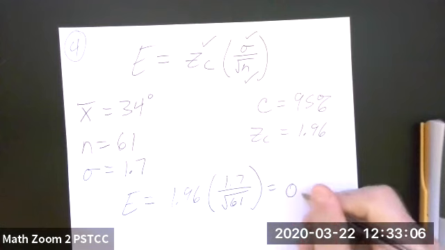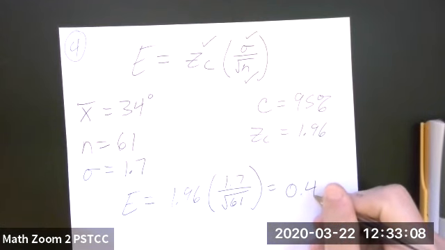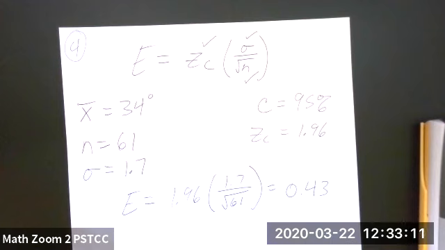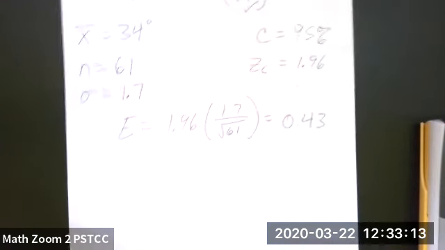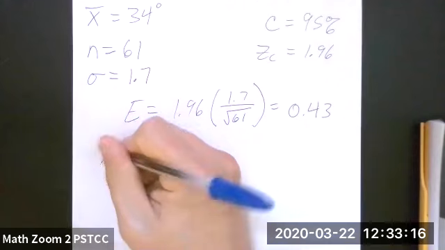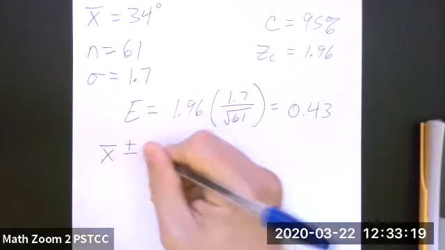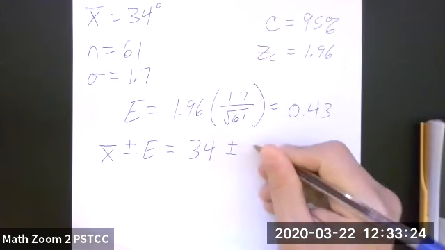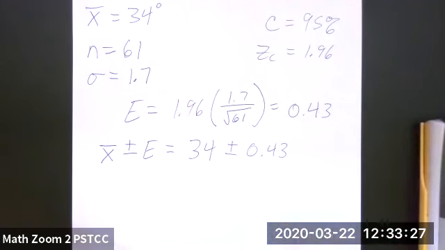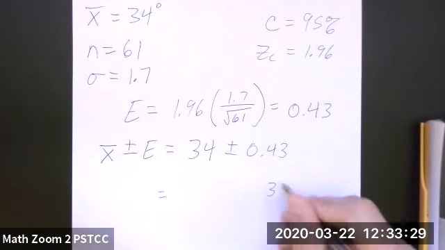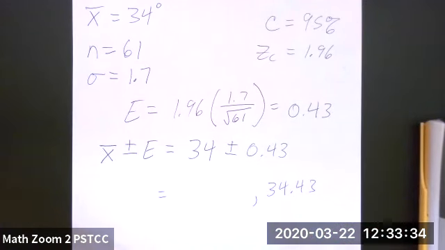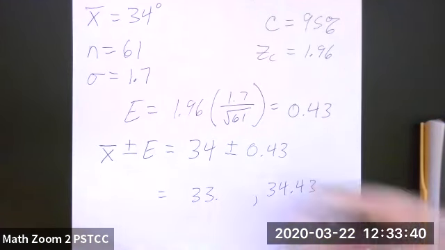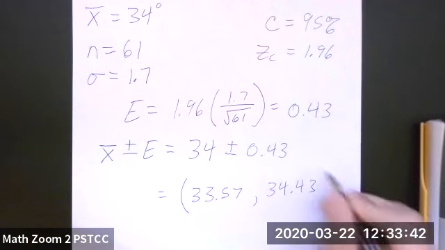Which gives us a margin of error of 0.43. Now, if we get the confidence interval, we'll take our sample mean plus or minus the margin of error. Which is 34.43 on the high side and 33.57 on the low side.